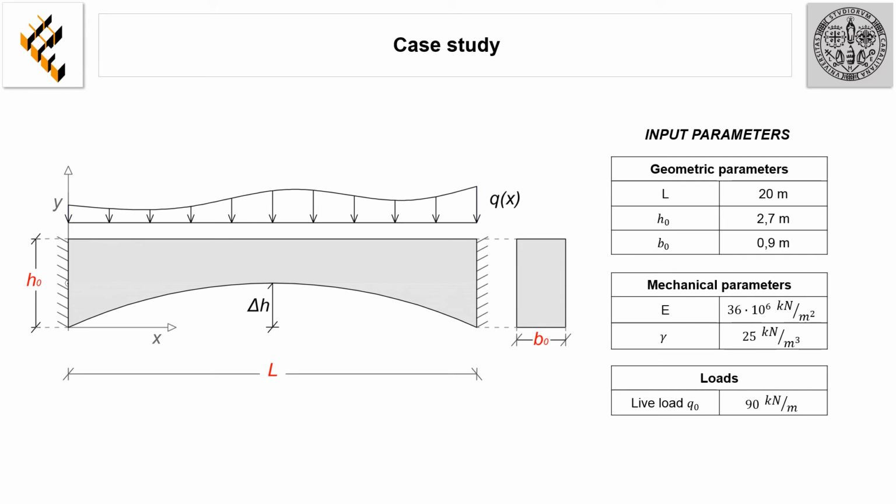In the picture, we can see that the load Q varies along the longitudinal axis of the beam. It results from the sum of two contributions, the dead load and the live load. The dead load is a function of the material density and of the variable cross section. For this reason, it's updated for each value of the optimization parameter. The live load is constant along the beam, so it's defined as an input parameter and is set at 90 kilonewton per meter.